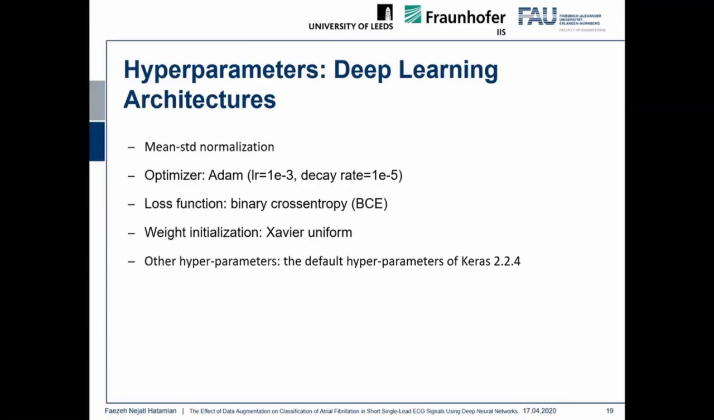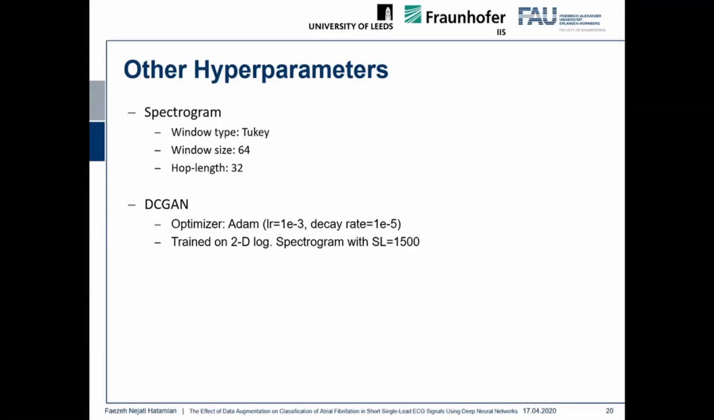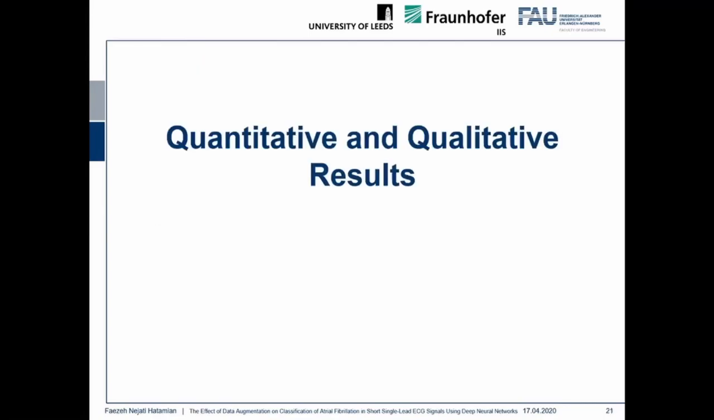We used the Adam optimizer with a learning rate of 10 to the power of minus 3 and a decay rate of 10 to the power of minus 5. We used the binary cross entropy loss function, and Xavier uniform was used as the weight initialization. The other hyperparameters that I didn't mention here are the default hyperparameters of Keras 2.4. For our spectrogram, we used a window with the window size of 64 and a hop length of 32. And our DCGAN has the Adam optimizer again, and we trained it on the 2D logarithmic spectrograms with the segment length of 1500. And now it's time to share our results with you.